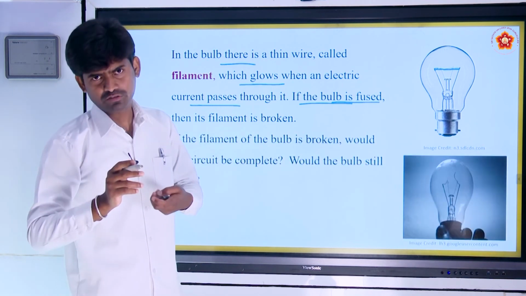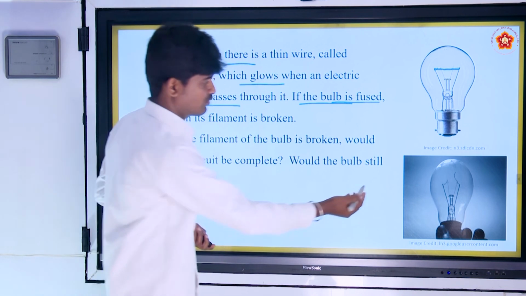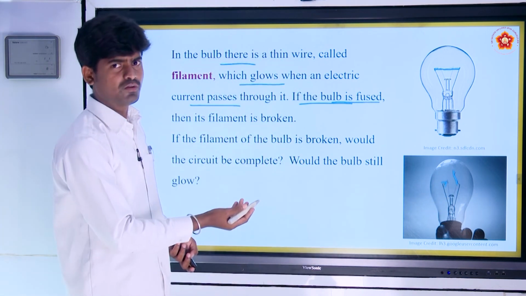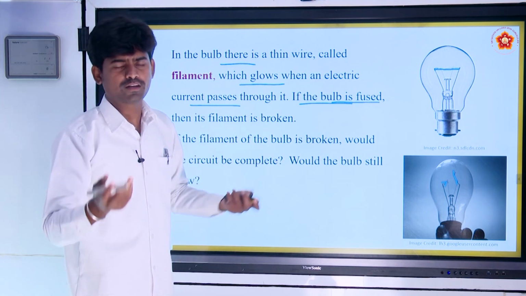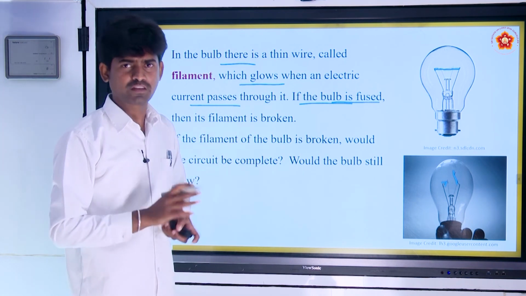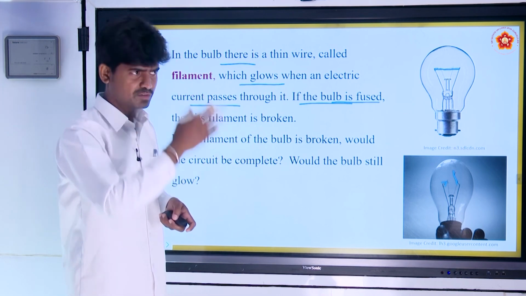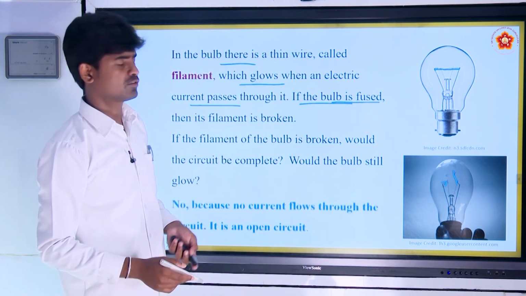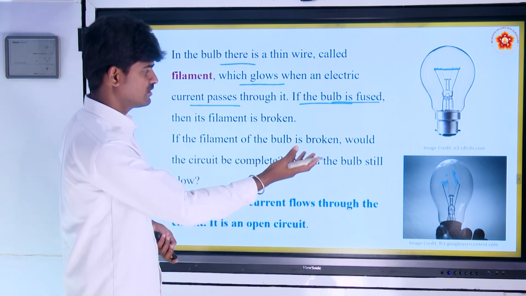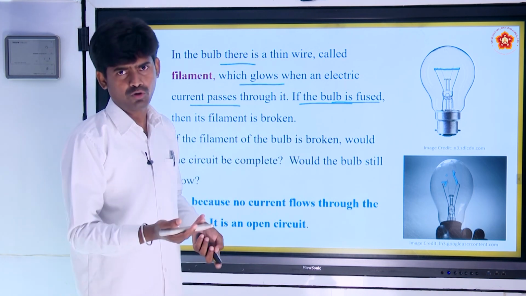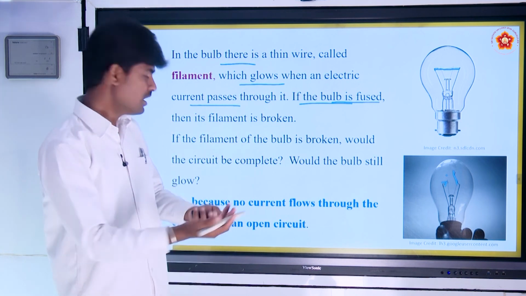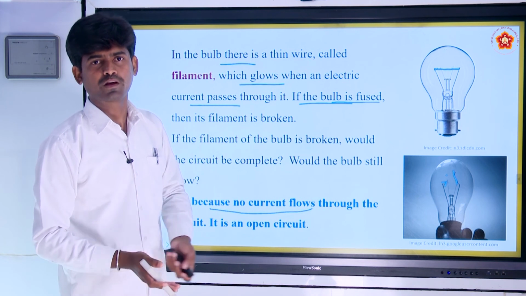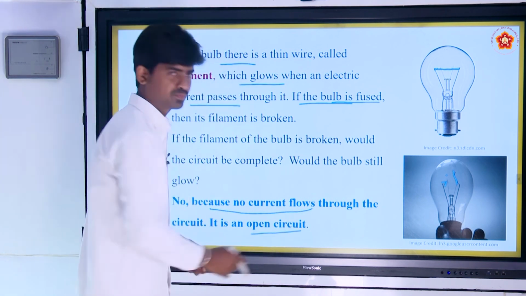If the bulb is fused, is it a closed circuit? No, it is an open circuit. See, it is an open circuit. So no current will flow through the circuit. If the circuit is closed, the current flows through the circuit. If the circuit is open, the current doesn't flow through the circuit. What is the reason the bulb does not glow? The bulb doesn't glow because no current flows through the circuit, because it is an open circuit.